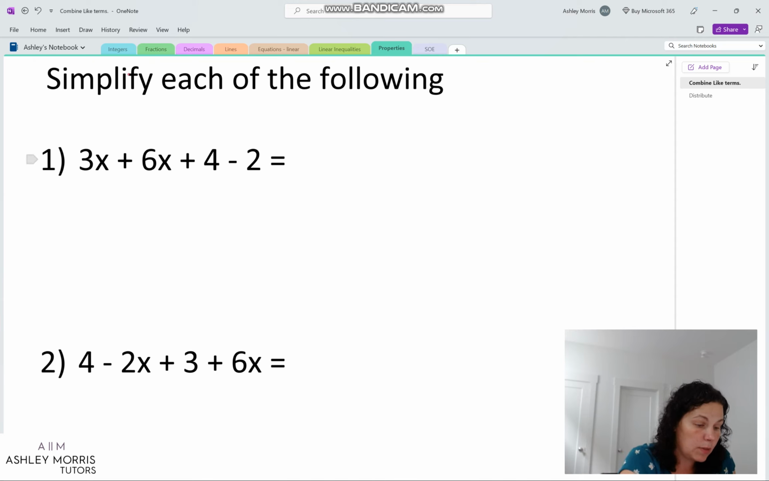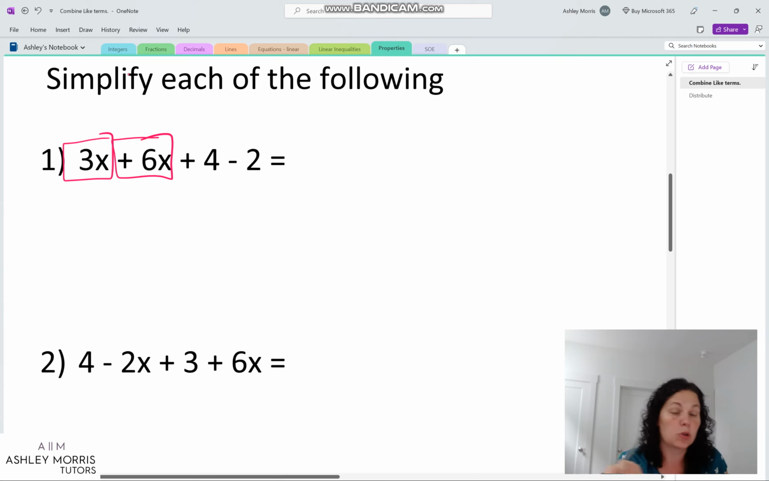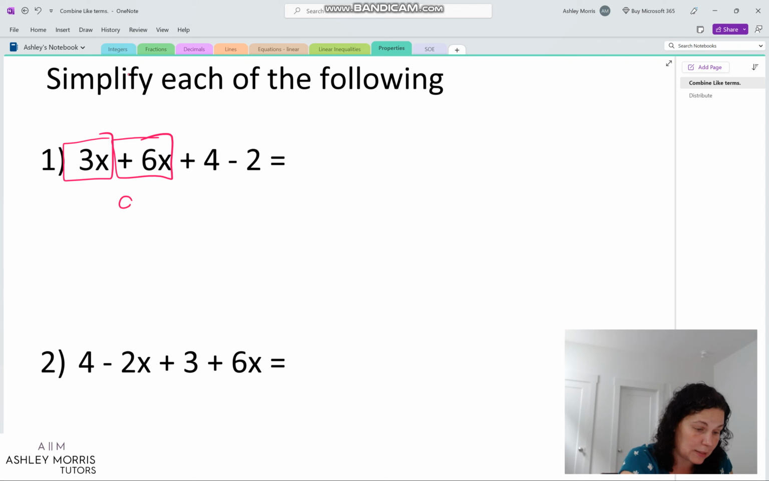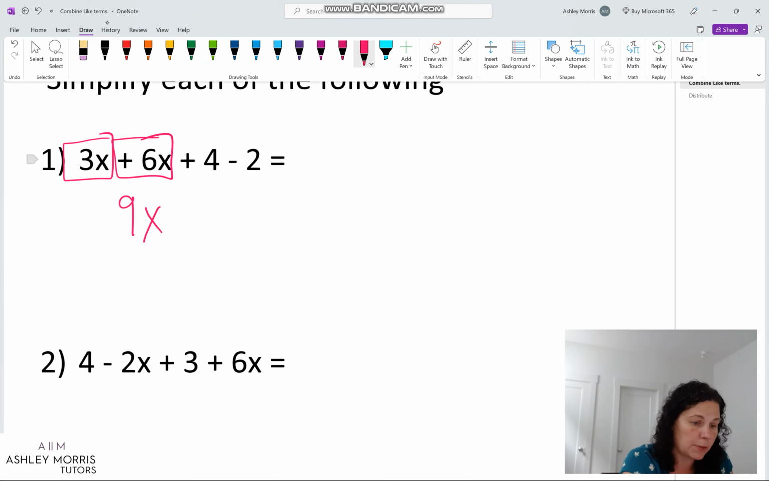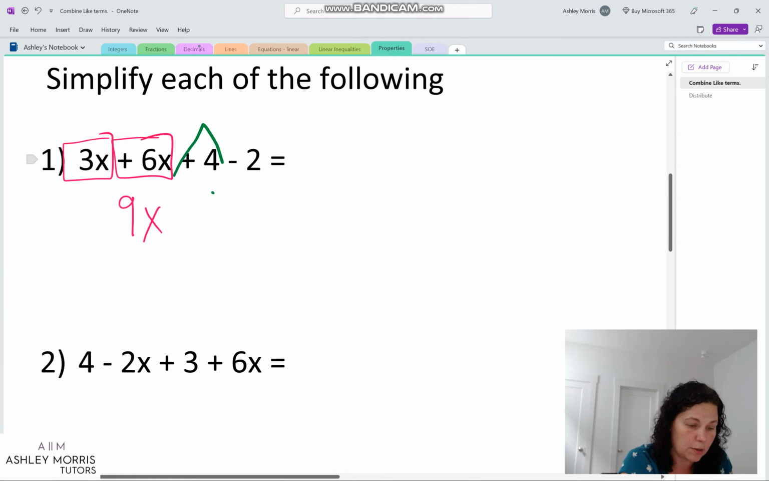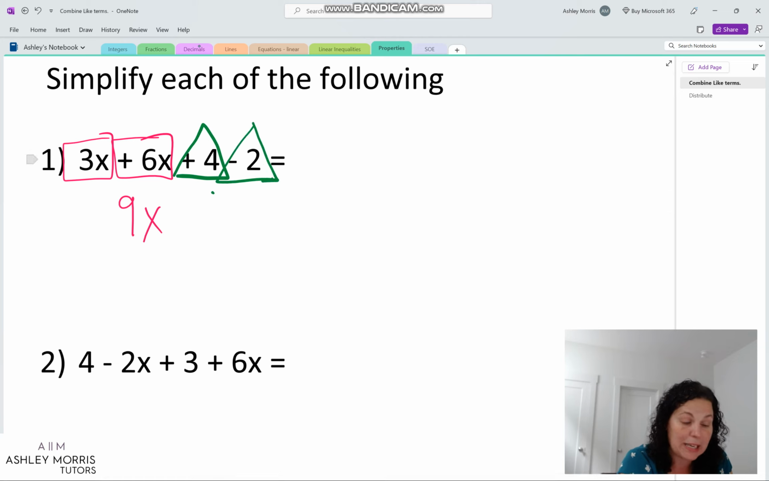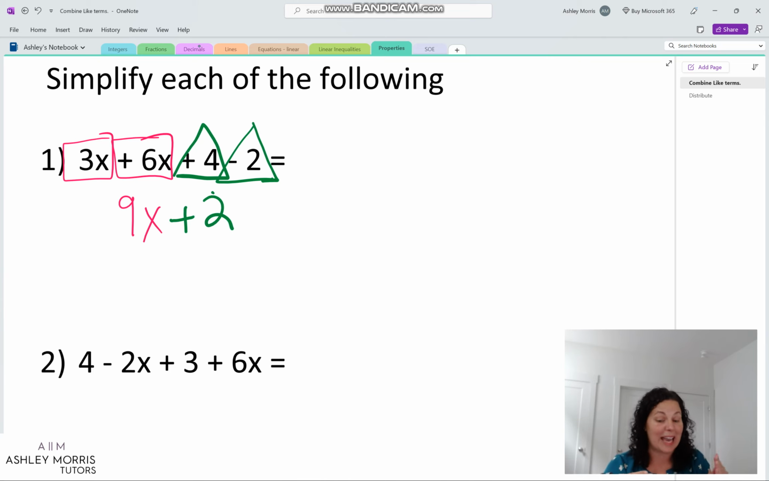When you're doing this, make sure you get the sign that's in front of the number too. That's really important. So we've got this 3x plus this 6x. Those are both x's, so we can put those together. Positive 3 plus 6 gives me 9x. Now I'm going to change colors. If you don't have another color, you can just do a triangle or a circle. So positive 4x minus 2. That's going to give me plus 2. And we're done. We cannot put that 9x and that 2 together because the 9 has an x, the 2 does not. They are not like terms.